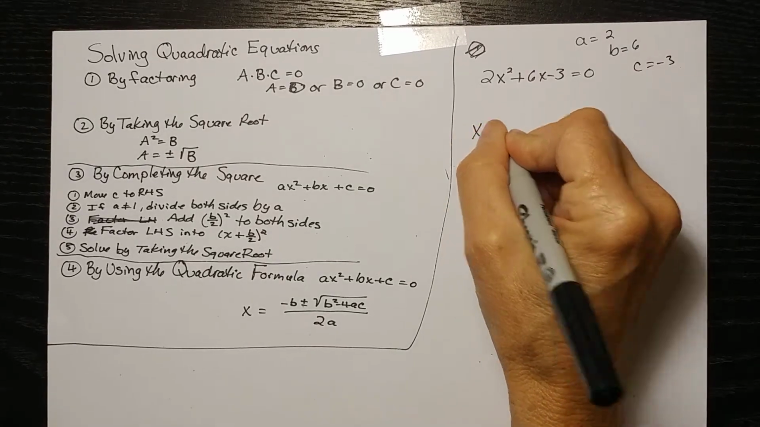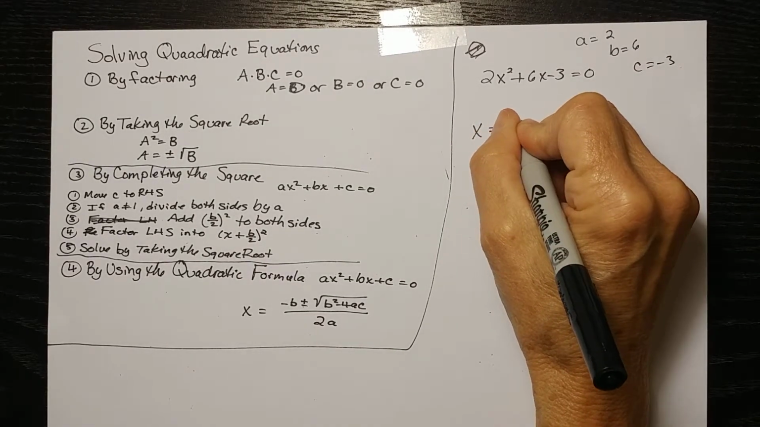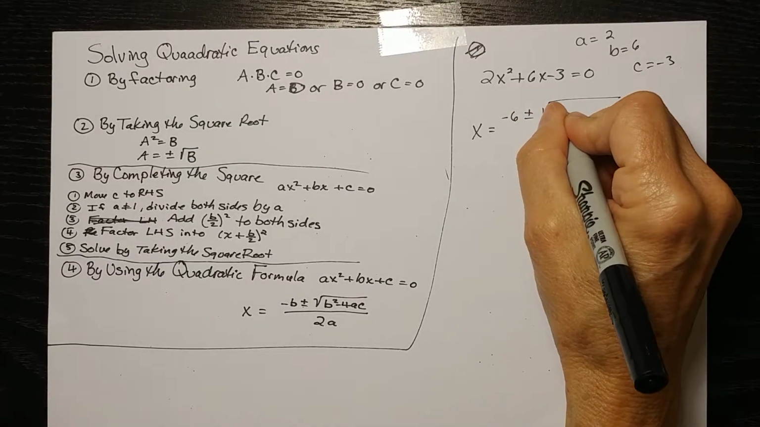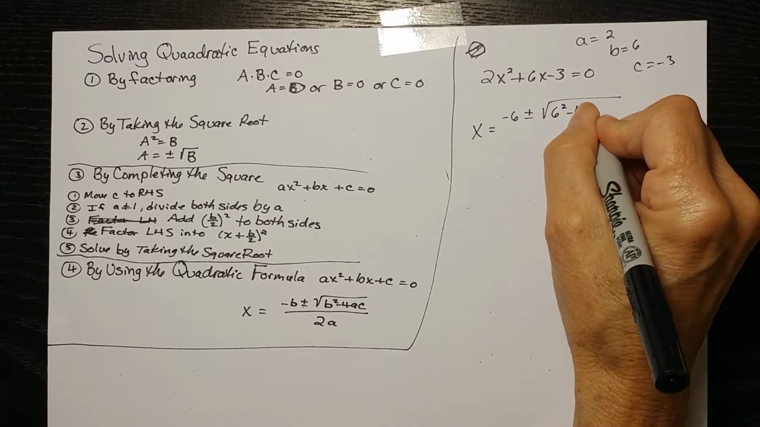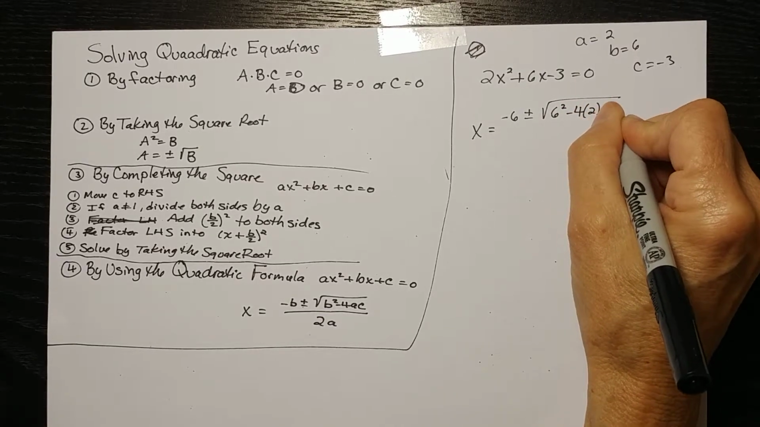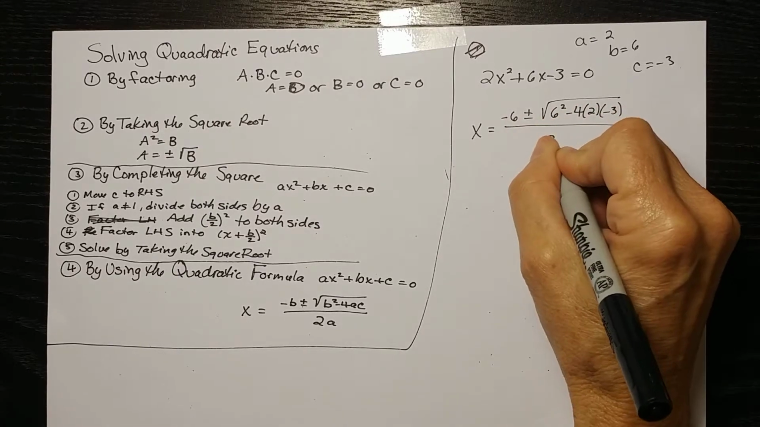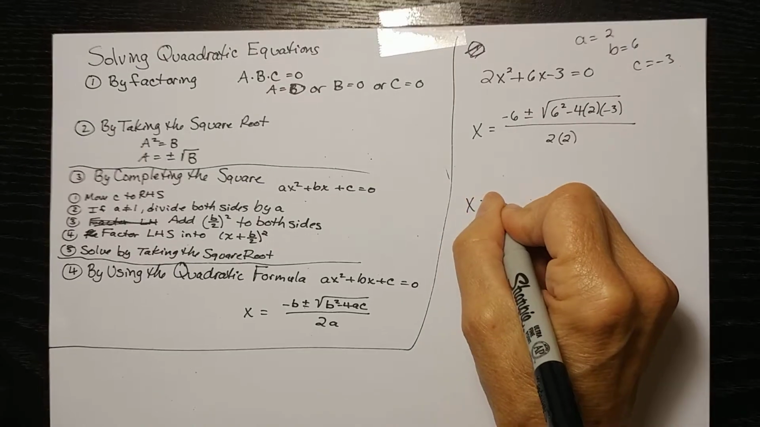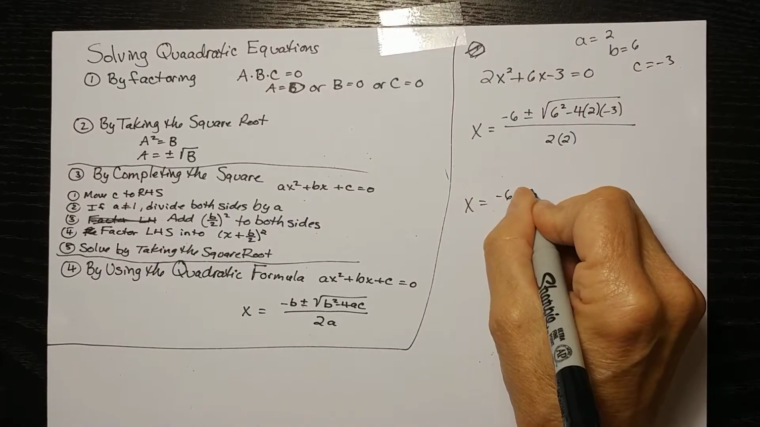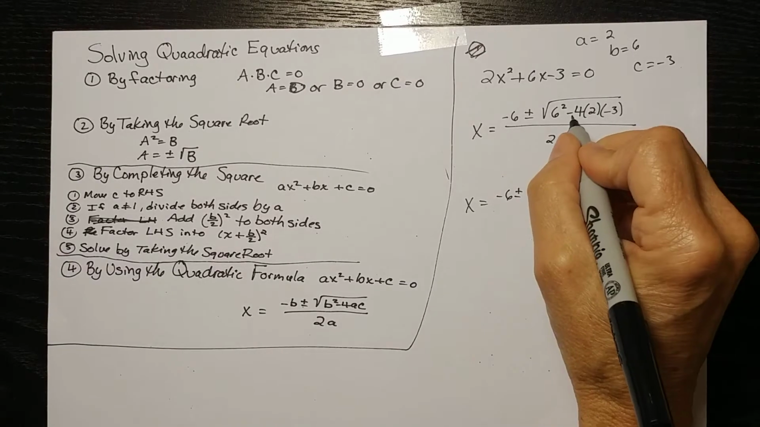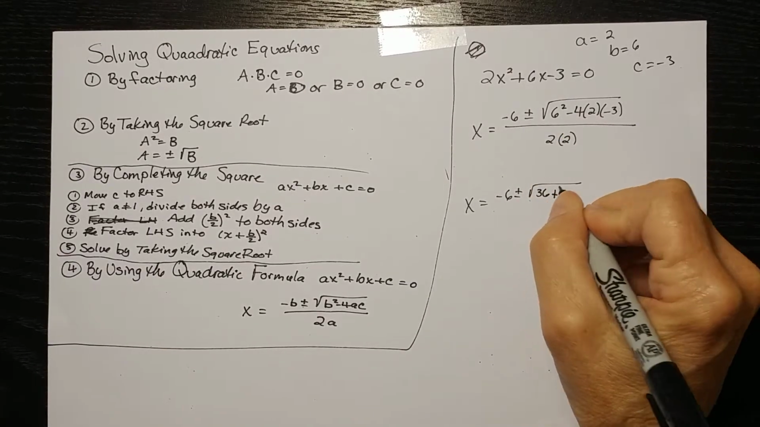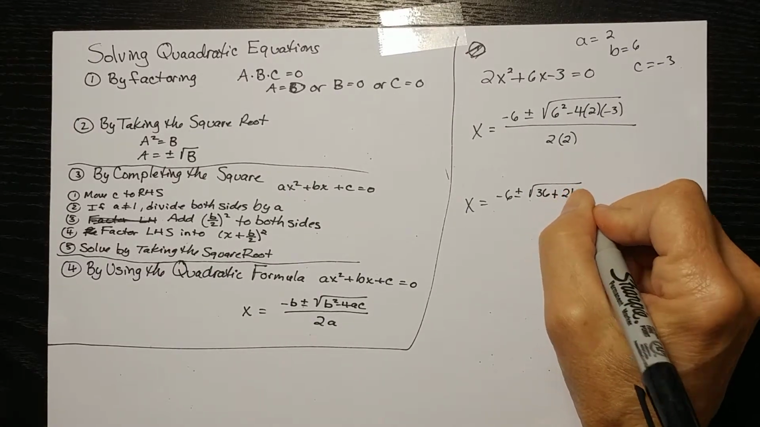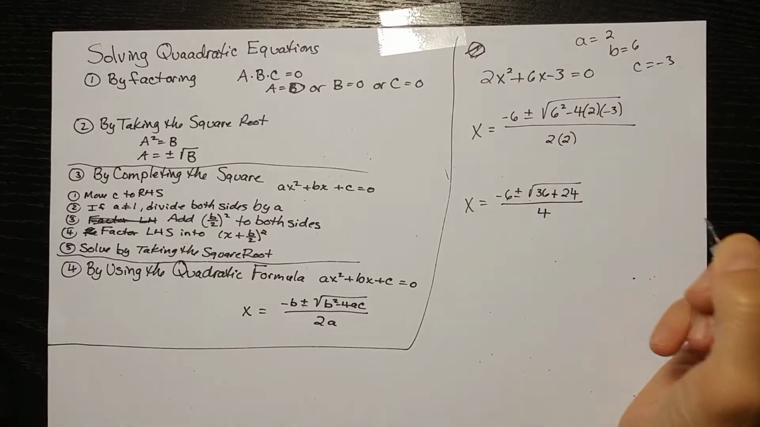Now we simply plug this into the formula. x is equal to negative b, negative 6, plus or minus the square root of b squared, 6 squared, minus the number 4 times a, which is 2, times c, which is negative 3. And this is all over 2a, which is 2 times 2. x is equal to negative 6, plus or minus the square root of 36. A negative times a negative is a positive. 4 times 2 is 8. 8 times 3 is 24. This is all over 4.